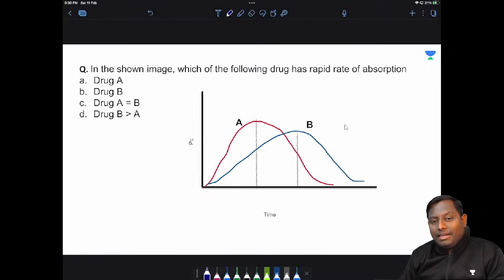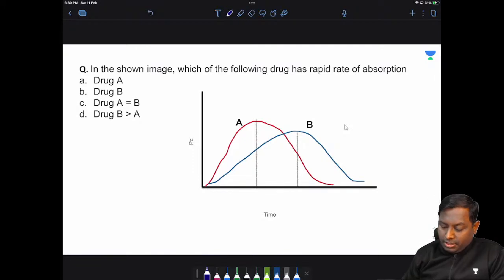Now this is what I need to check your knowledge on. In the shown image, we have plasma concentration on the y-axis, and this is your time.